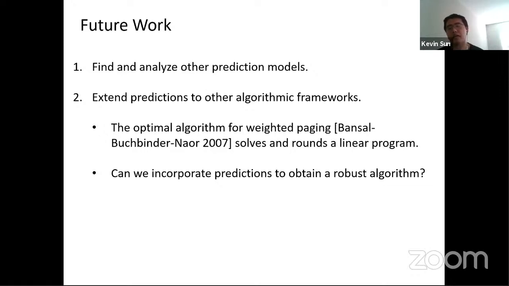By that I mean our algorithms are not truly robust in that if the error is high, the performance can be bad. But if we're able to incorporate predictions into the solving and rounding procedure of a linear program, then perhaps we can also get a weighted paging algorithm with predictions that is never worse than O(log K) competitive. And yeah, that's the summary. Thanks.